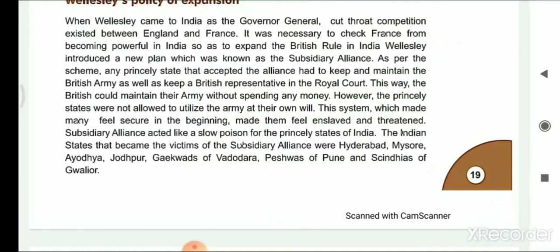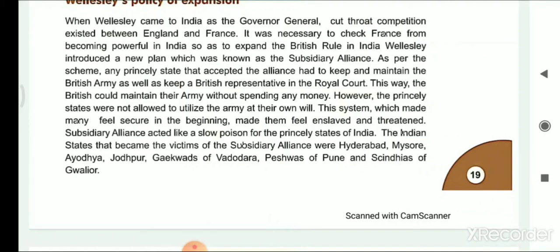So at the beginning, when this policy was accepted by those princely states, they used to feel that their kingdom is getting secured. But later, when various policies of the Britishers started working on them, that means the cost of the British army was maintained by the Indian rulers, and later when they have to seek the permission of the Britishers for using their own army forces, they feel enslaved and threatened. Subsidiary alliance acted like a slow poison for the princely states of India.